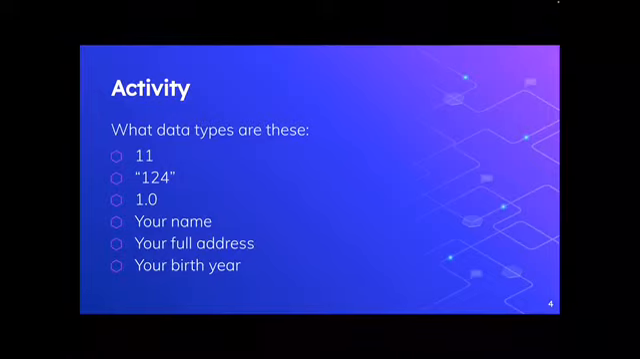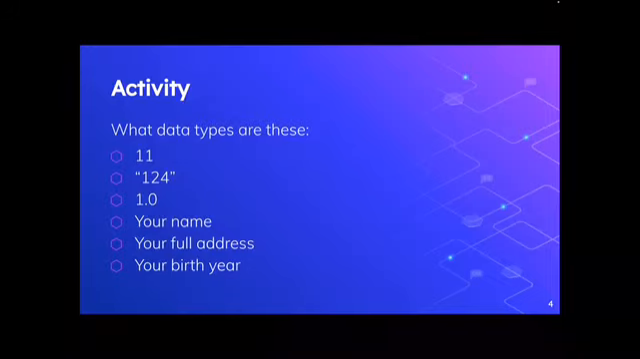Okay, the third example is 1.0. This is a floating point number. It is not an integer, even though 1 is an integer. It's not an integer because for a computer, it has a decimal point, so 1.0. Because of that, it's not an integer to a computer. It is a floating point number.